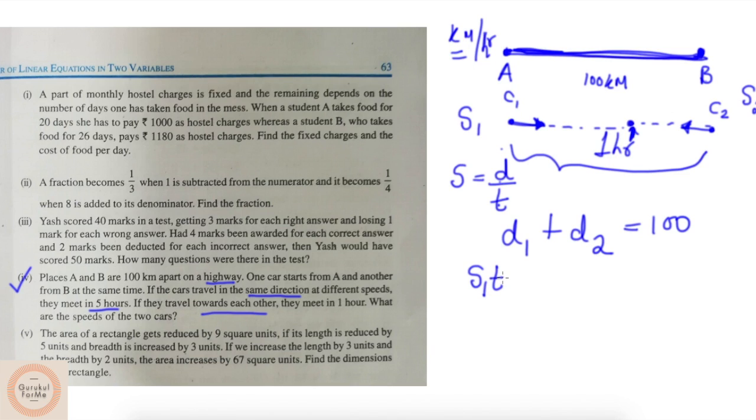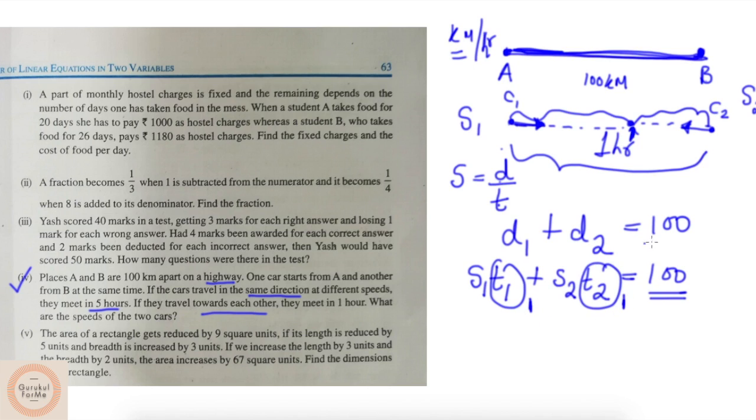Perfect. Can I say that the speed S1 of the car into the time taken by car 1 plus the speed S2 of the car and time of car 2, whatever it took to come here, is equal to 100? See, this car took 1 hour to reach here and this car took 1 hour to reach here, and they met and the total distance covered by both of them together was 100. Yes. So what is the time taken by car 1? This was 1, and what is this? 1. Perfect. So can I say that equation number 1 is S1 plus S2 is equal to 100? That is equation number 1.